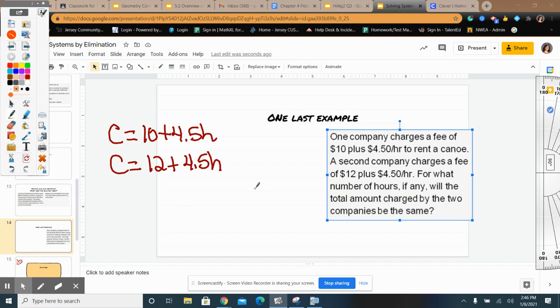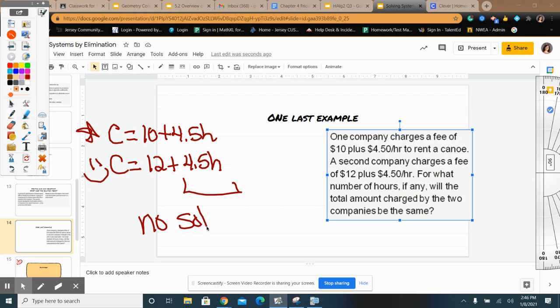Well, let's think about that for a minute. Do I even really need to do work here? Are they ever going to be the same? The rate of change is the same. It's always adding 4.5. Isn't this company always going to be $2 less than this company? Absolutely. There is no solution here.